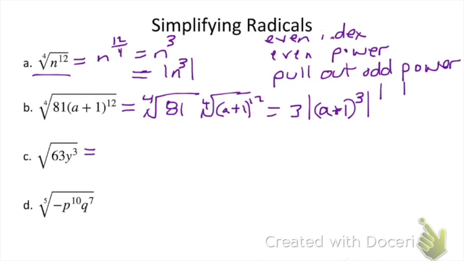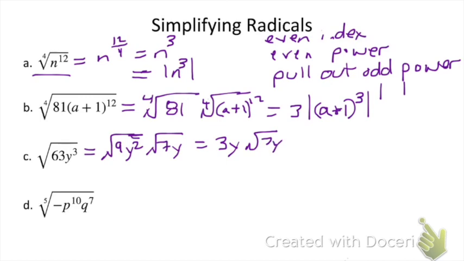For part C, we have the square root of 63y cubed. I break mine down. You guys don't need to show all this, of course, but I'm going to break it down to perfect squares. We have the square root of 9y squared, because 9 is the largest perfect square out of 63. And we have 7y left. And then for this, we simplify, we get 3y square root 7y.